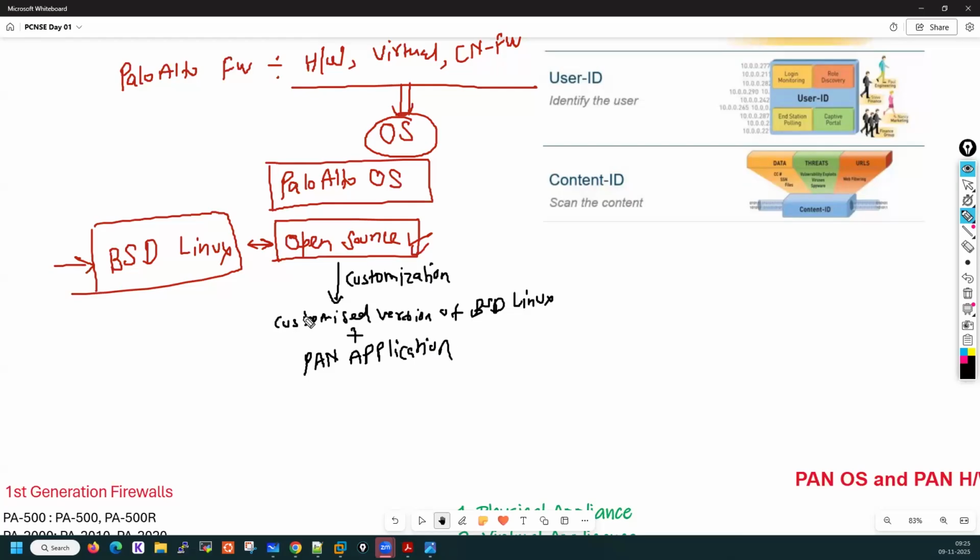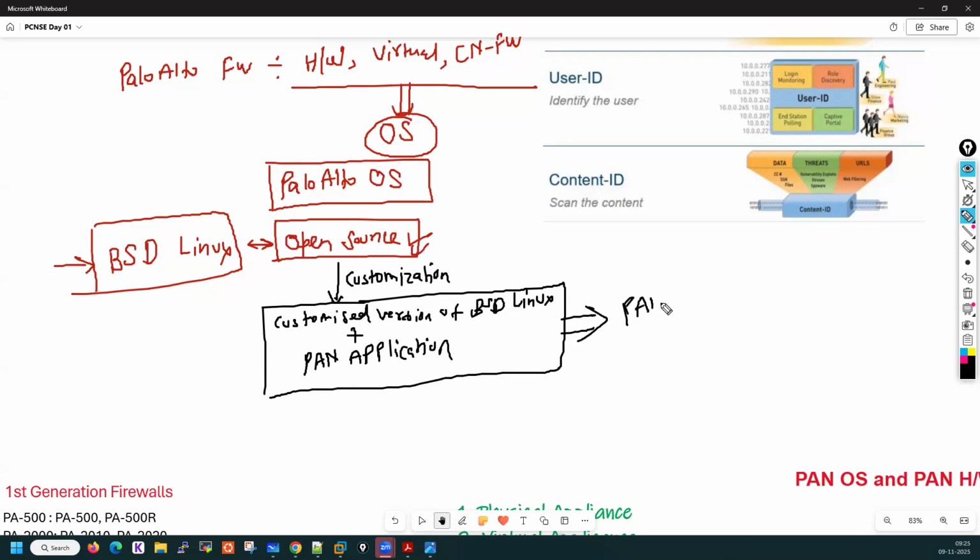See, I have an operating system, right? A customized version of BSD Linux, and I run the PAN application on top of this. And this entire thing is known as PAN-OS, the Palo Alto operating system. So the Palo Alto operating system is a customized version of BSD Linux.